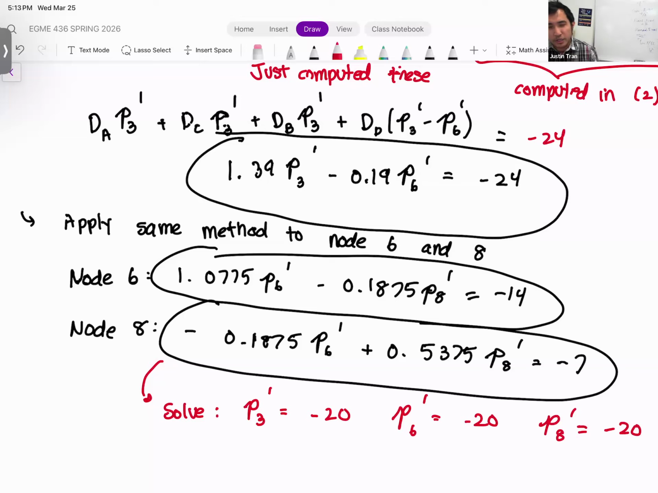Okay. So it just kind of worked out for this problem where all of our pressures were just off by 20. But in reality, for a normal problem, your pressure corrections are not going to be all the same like this.